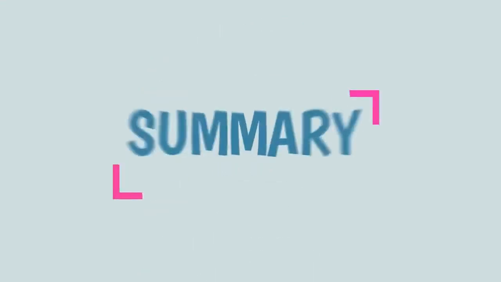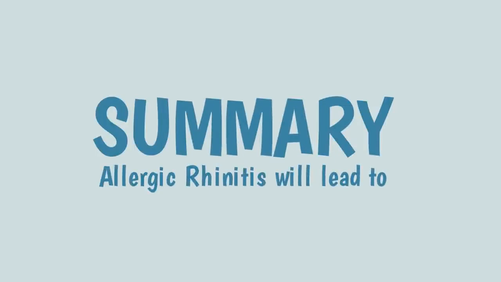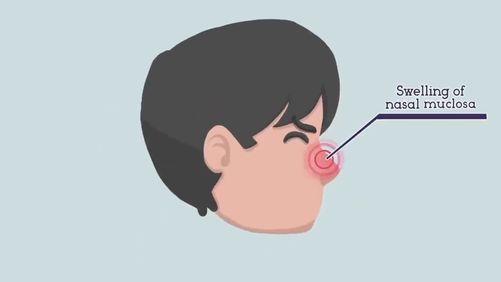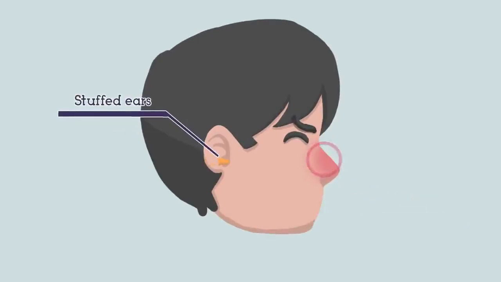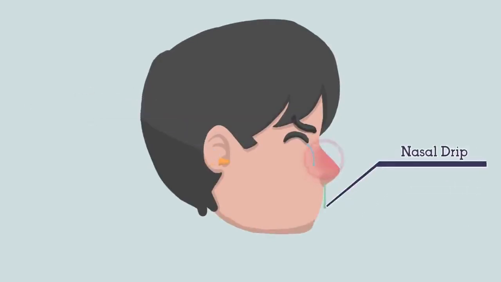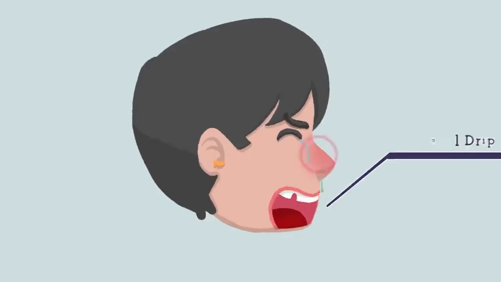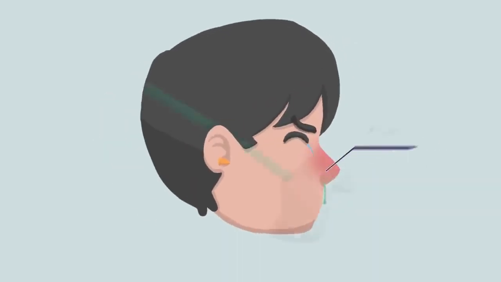To summarize, allergic rhinitis will lead to: 1. The swelling and congestion of nasal mucosa. 2. Watery eyes. 3. Stuffed ears. 4. Nasal drip due to excessive mucus production. 5. Sneezing. 6. Difficulty breathing.